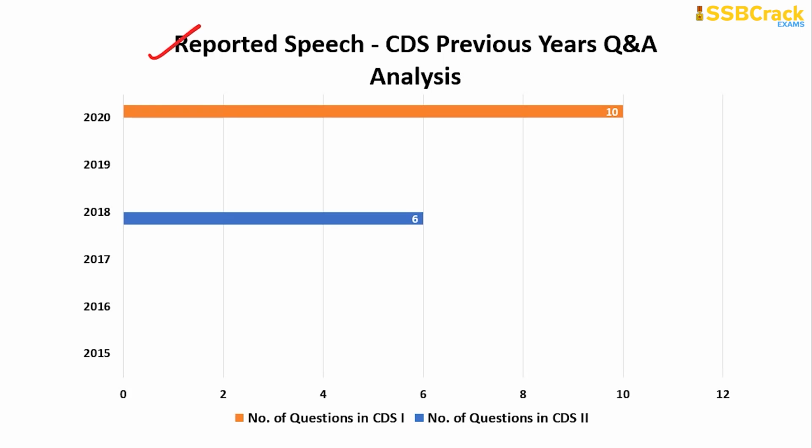So we will start with reported speech, which is also known as direct and indirect speech. As you can see, only in the year 2020, and that too in CDS 1, 10 questions have come from this topic. Then in 2018 CDS 2, 6 questions came. In between, these questions did not come in 2019, 2017, 2016 or 2015. So there's a 50-50 chance of you getting a question from this particular topic.